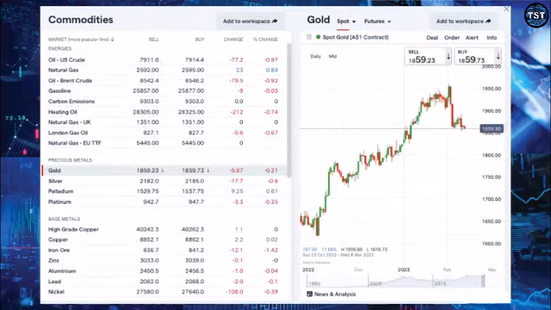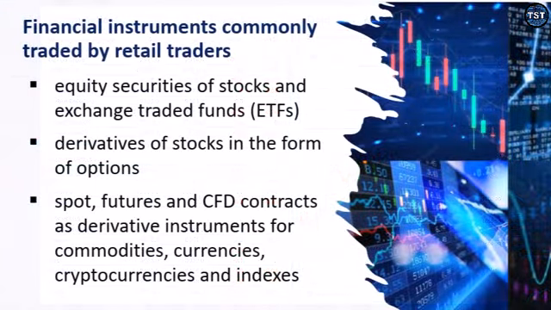With derivatives, therefore, there is a matrix between the type of contract and the underlying equity asset. For example, you can trade gold in a spot market or in a futures market. Indices can also be traded in a spot market or a futures market, whereas FX is usually traded in a spot market.